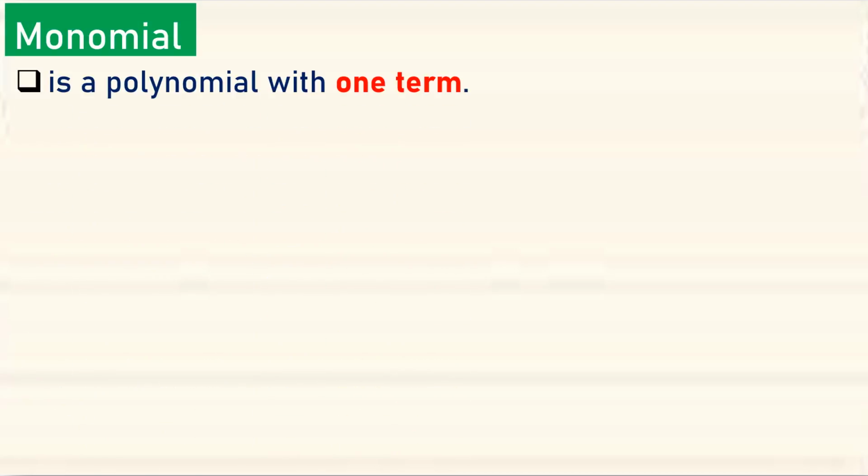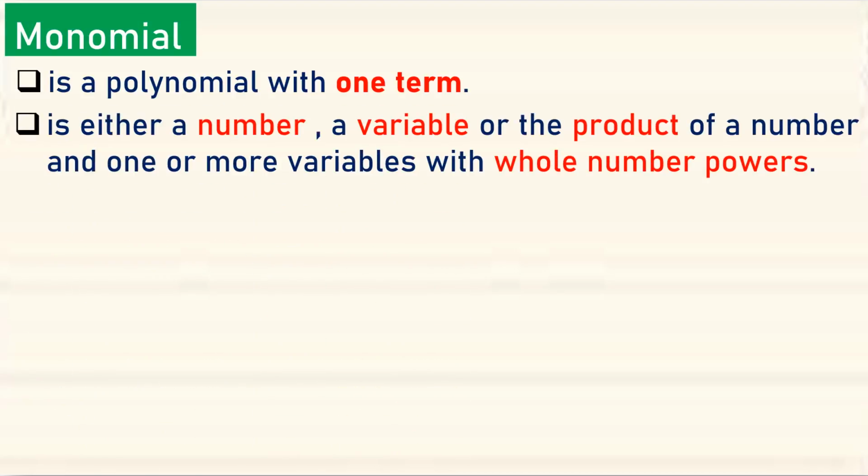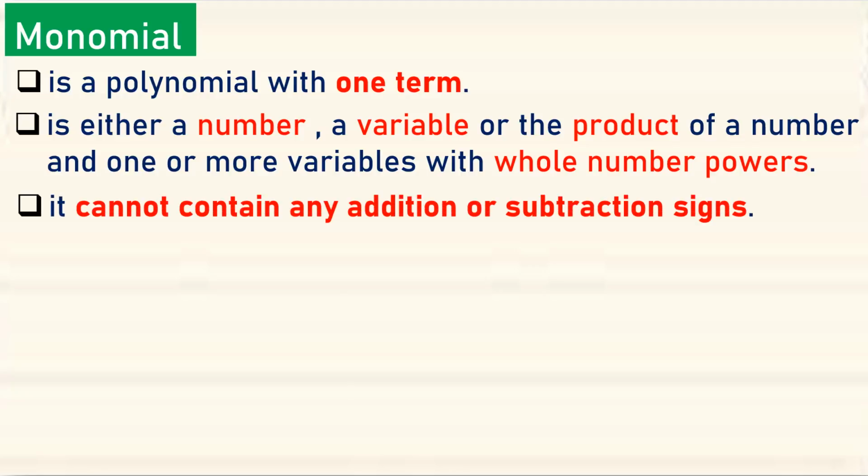So what is a monomial? A monomial is a polynomial with one term. It is either a number, a variable, or the product of a number and one or more variables with whole number powers. It cannot contain any addition or subtraction signs.